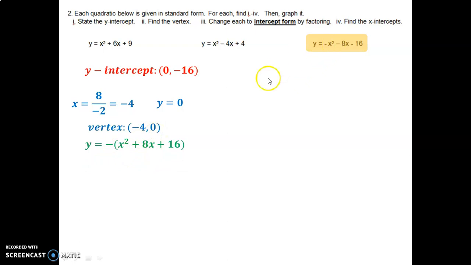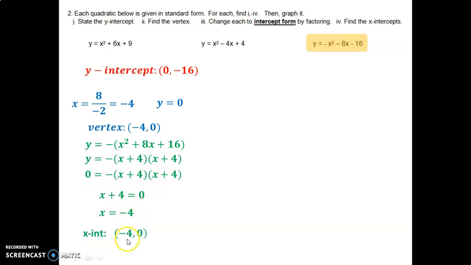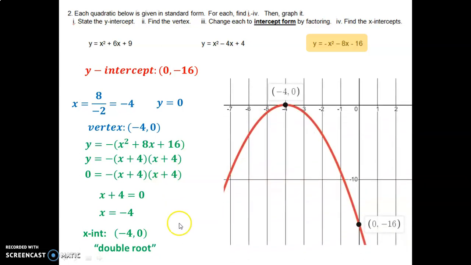Take out the negative, as I always suggest here. This can be easily factored then into x plus 4 times x plus 4. And solving, we get x plus 4 equals 0, x equals negative 4, telling us our x-intercept is at (negative 4, 0). Check your work carefully. That is a double root once again. The graph shows us we have our vertex and x-intercept there.